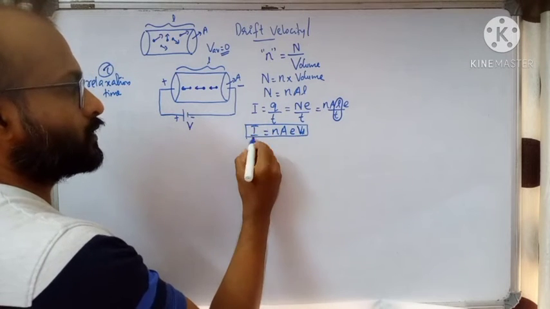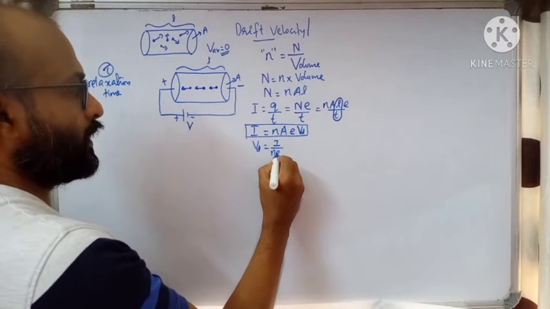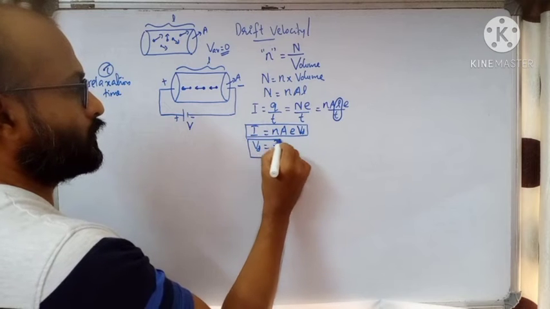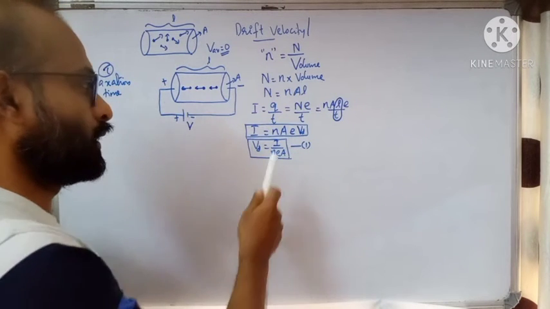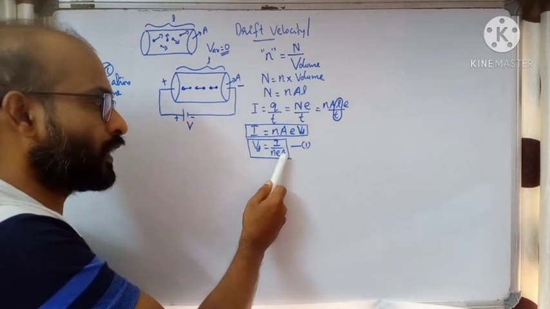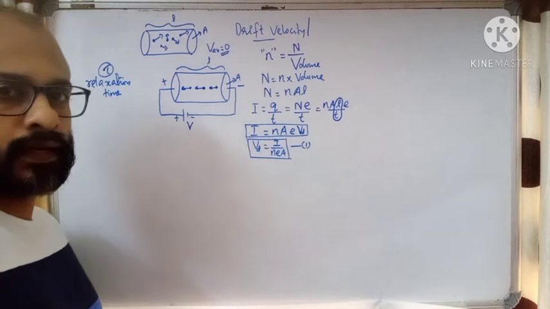From this, what is drift velocity? Drift velocity is equal to I by nEA. We can use this as the equation for drift velocity. So drift velocity depends on the current, the number of electrons per unit volume, the charge of one electron and the area of cross section.